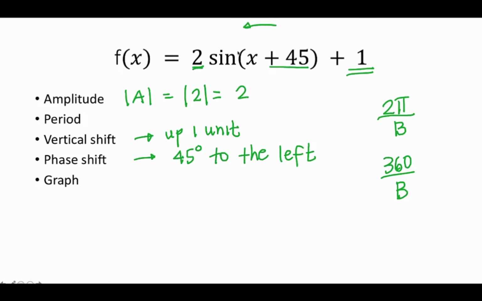But there is no number b here. So that means b is implied to be 1. So you have 360 over 1 equals 360. That is the period, 360.